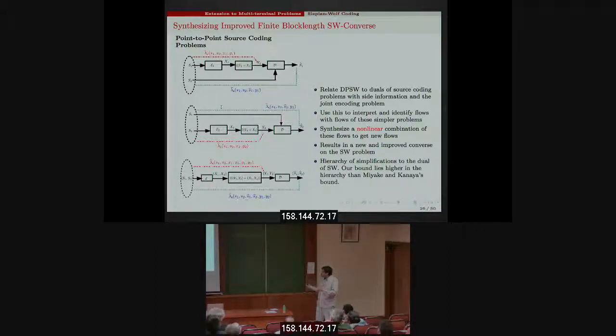So instead of doing just a convex combination of points from here, what you do is a nonlinear combination. You create a nonlinear combination of points from each of these, and that results in a new and improved converse on the Slepian-Wolf problem. So you can get something better than the Miyake and Kanaya converse from this.